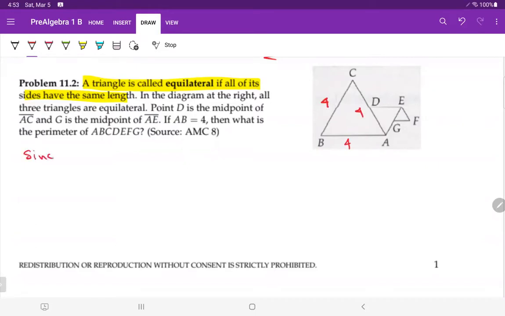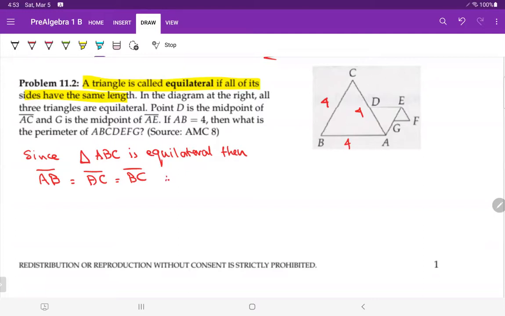Since the triangle ABC is equilateral, then the segment AB is equal to AC is equal to BC. Because we know one of them is 4, all of them are going to be 4, right? So all of these equal 4.